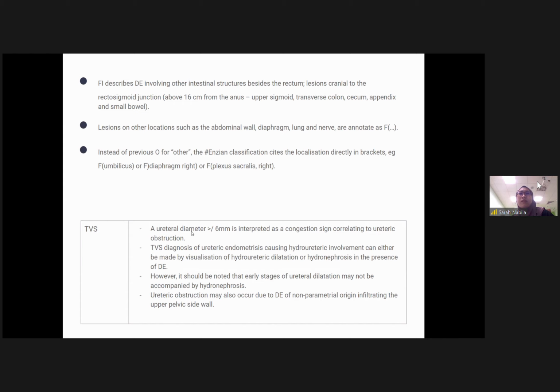So a ureteral diameter equal to or more than 6 millimeters is interpreted as a congestion sign correlating to ureteric obstruction. TVS diagnosis is made by visualization of hydroureter or hydronephrosis in the presence of deep endometriosis. But it is also mentioned that some early stages of ureteral dilatation may not be accompanied by hydronephrosis as well. And this obstruction may also occur due to deep endometriosis of non-parametrial origin, infiltrating the upper pelvic side wall.